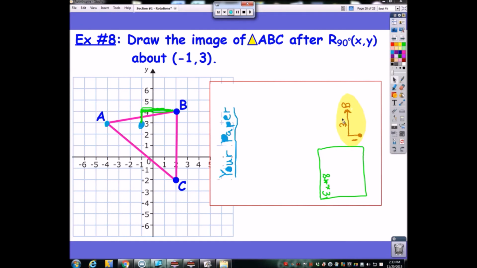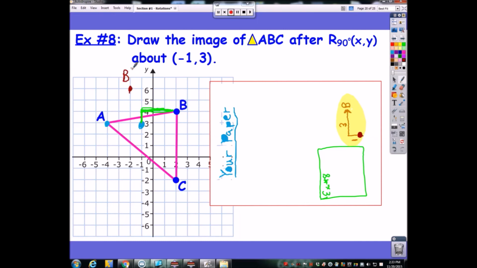So now let's take that key and apply it to figure out B prime. It says from the center of rotation, remember this was still our original point, we need to move 1 to the left and go up 3 to get to B prime. So from the center of rotation, which is right here at negative 1, 3, we're going to move 1 to the left and up 1, 2, 3.